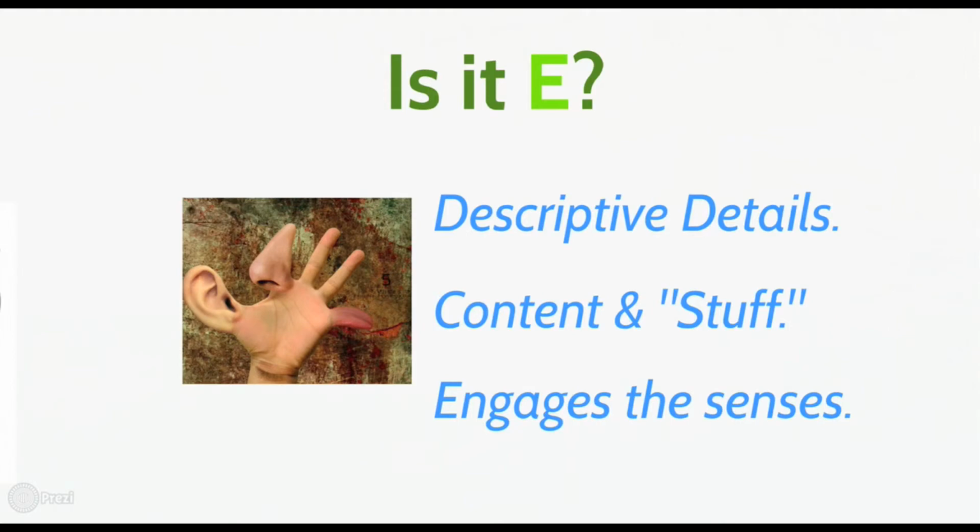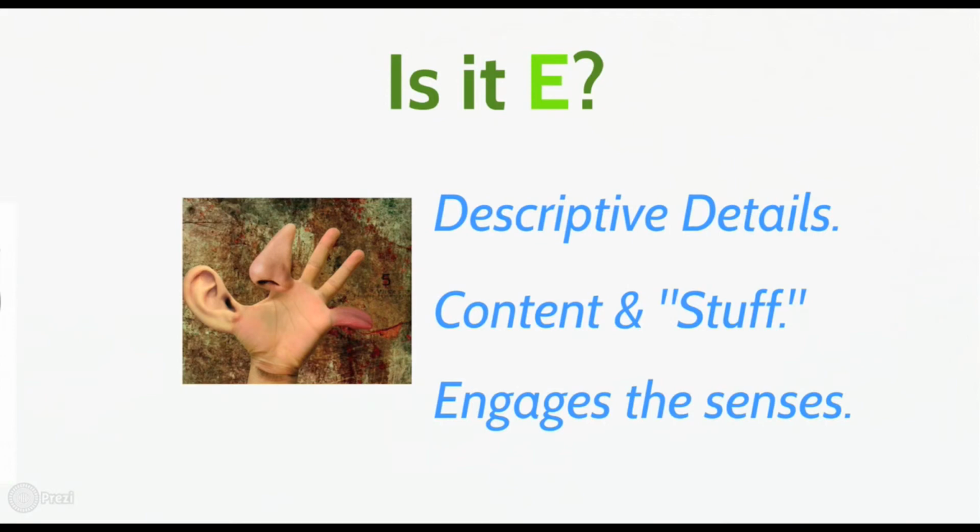What is external? If you want a more cognitive description, external details are descriptive lyrics that engage the senses. External details are the stuff. Remember how we said, the E is what you see? Well, it's more than what you see. It's also what you touch, taste, smell, and hear.